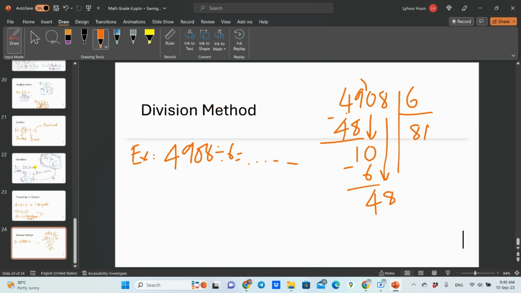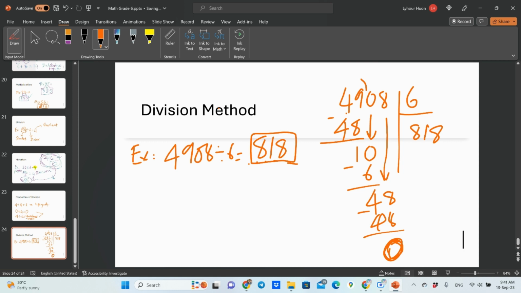So how many times does 6 go into 48? 8. 8 times 6 is 48. Then the remainder is 0. When the remainder is 0, the division is called terminated. So the result is 818, a whole number.